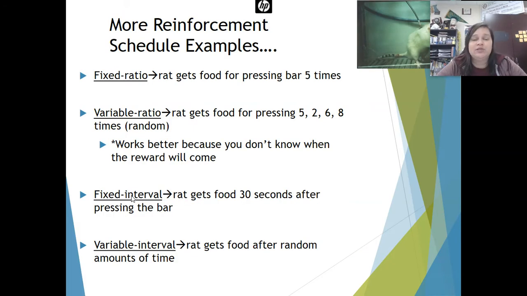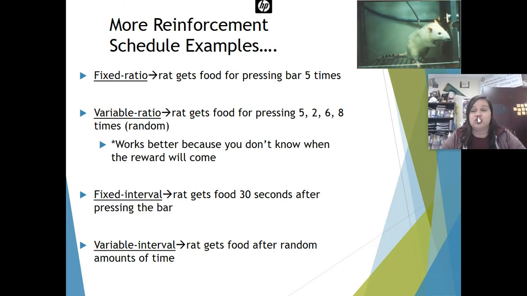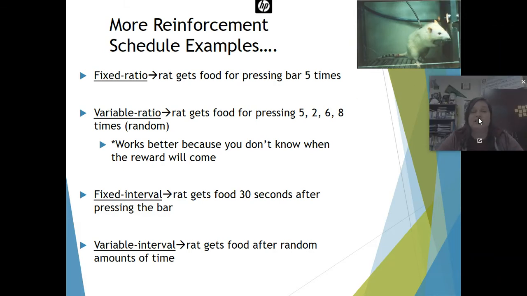A few more examples of reinforcement schedules. Looking at this is kind of what Skinner actually studied with his rats in his operant chambers. On the fixed ratio schedule, the rat would press the lever 5 times. He would get a reward. Press the lever 5 more times, got a reward. So he had a fixed number of times he had to press the lever.